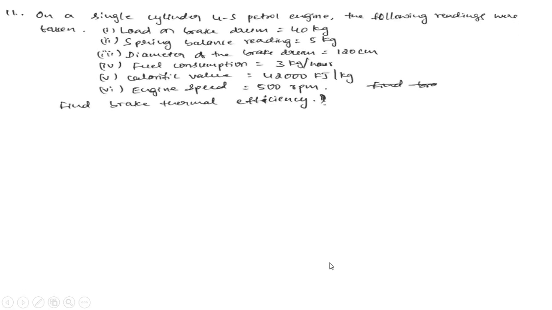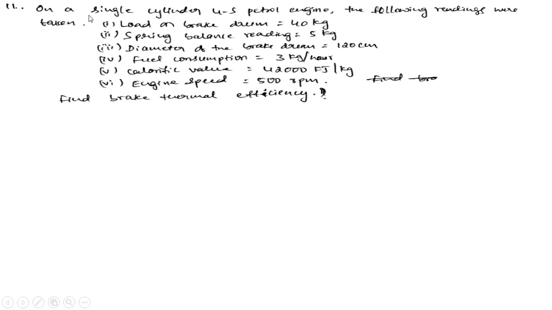Next, let us move to problem number 11. Here in this problem, on a single cylinder 4-stroke petrol engine, the following readings were taken. Load on the brake drum 40 kg, spring balance reading 5 kg, diameter of the brake drum 120 centimeter, fuel consumption 3 kg per hour, calorific value 42,000 kilojoule per kg, engine speed is given as 500 rpm. Find the brake thermal efficiency. So here brake thermal efficiency is to be calculated.